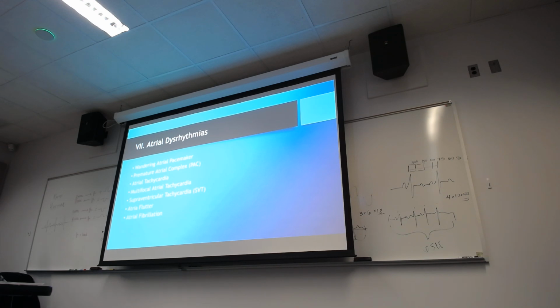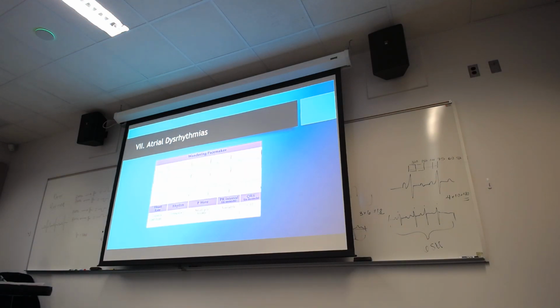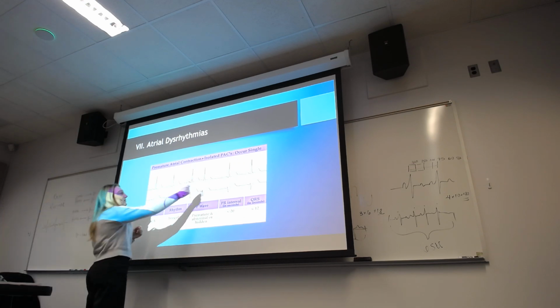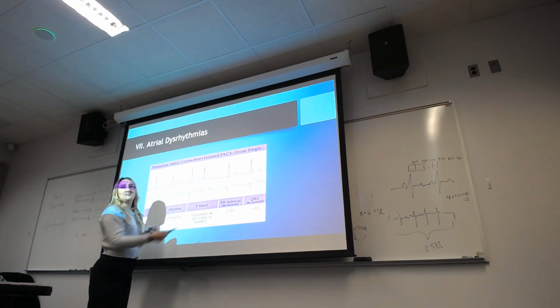And then we talked a little bit about a few of these atrial dysrhythmias. We'll talk more about them with the pictures. This was our wandering pacemaker. Our premature atrial contraction. Basically, the electrical impulse in the atria occurs before the regular rate of the rest of the contraction. So it just means that we had an early beat at some point, which reset the clock.